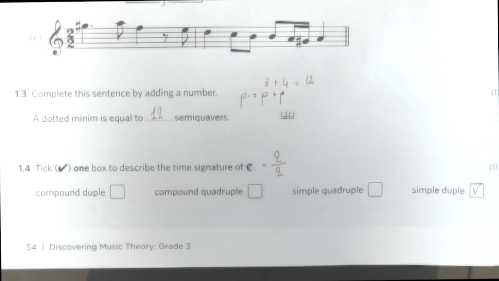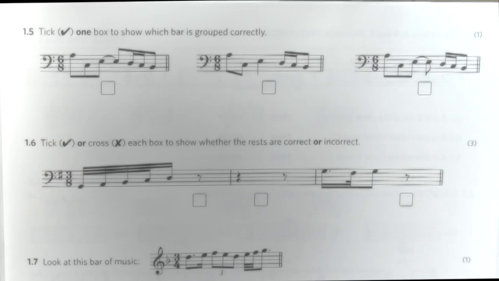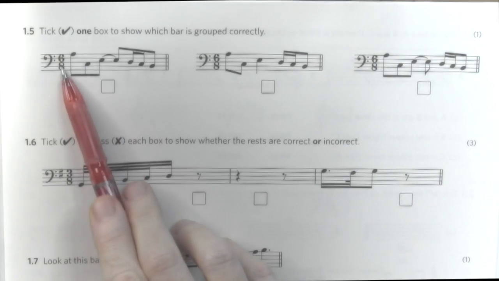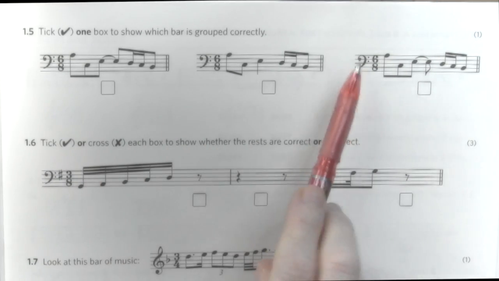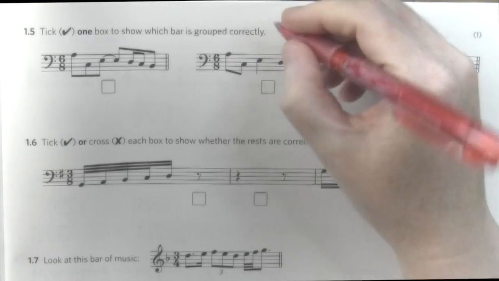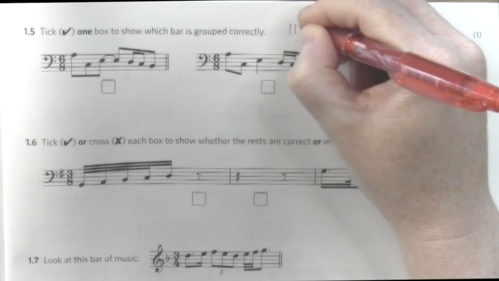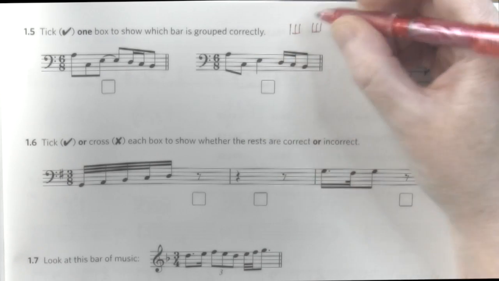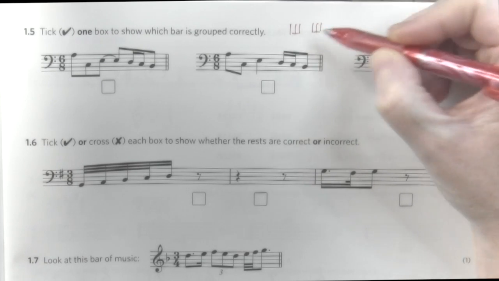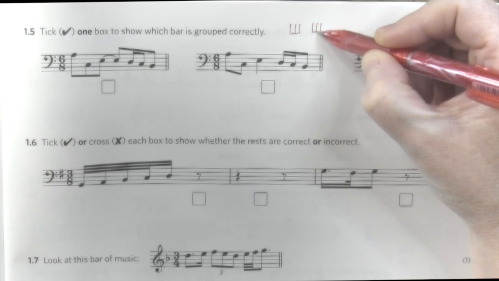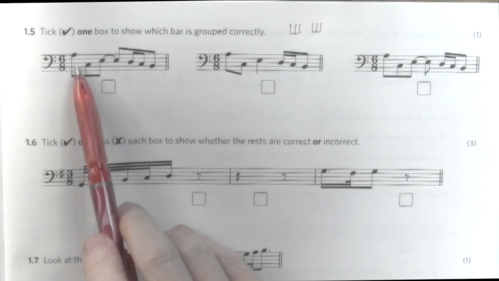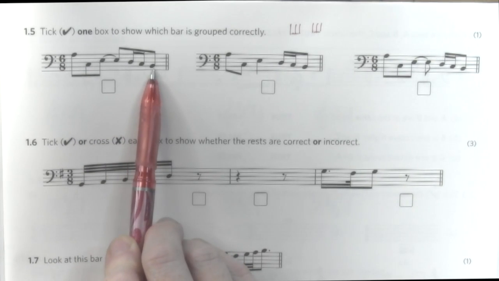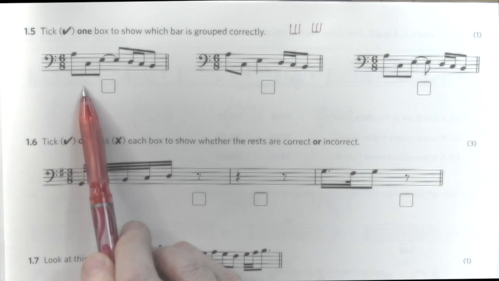Exercise 5. In exercise 5, we need to tick one box that shows the bar correctly grouped, and the time signature is 6/8, which means 6 quavers. We need to have 1, 2, 3 and 1, 2, 3, and the half of this must be clearly indicated. So 3 quavers and 3 quavers. Here we have the 3 quavers and here we have the 3 quavers. Look, fantastic. This could be the right one.